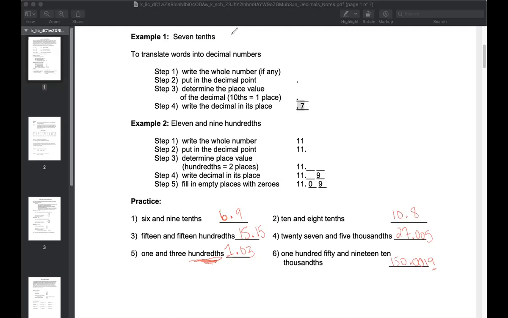All right, so make sure you guys are writing that down and keeping these notes for yourself. These notes are going to be very important for you to hold on to. Okay.